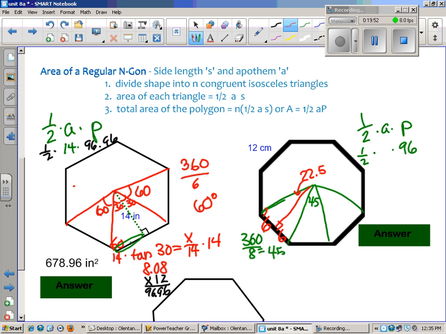The height. This, 45? That's an angle. That's that angle. It's half of 45. Yeah. Okay.